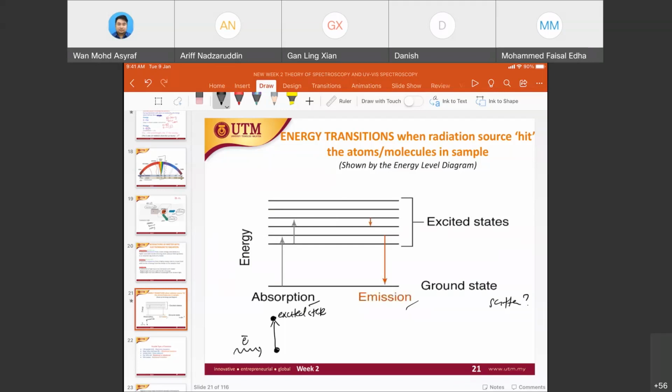So when it absorb, it becomes excited state. Tetapi from excited state, after a few moments, it will go back down to the ground state, and this going down from excited to ground state, it will emit.